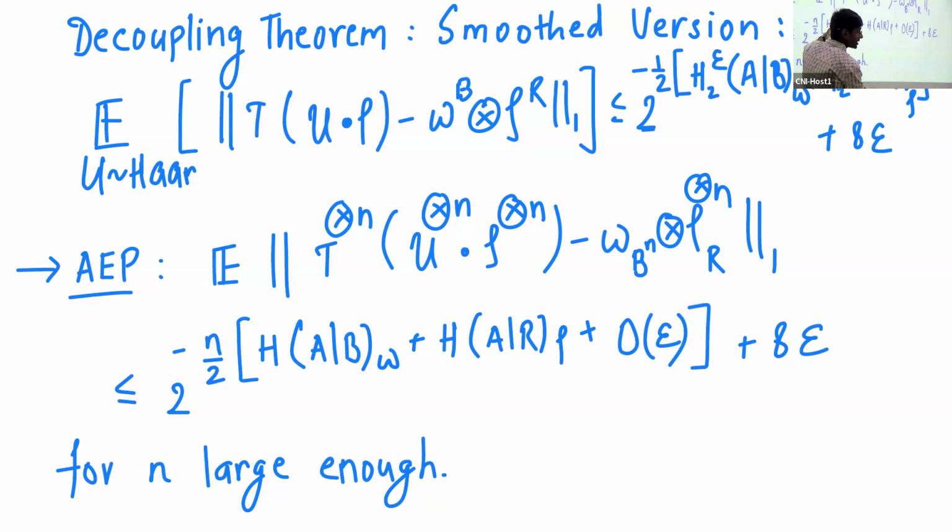This was a separate paper, in fact, and it showed that one can indeed come up with a smoothed one-shot version of the decoupling theorem. I'm saying this is a one-shot version because here all the states and the channels are applied just once. And with this, it was then shown that since the AEP holds for all these quantities, the overall rate can be H of A given B plus H of A given R for sufficiently large n, with some deviation epsilon.